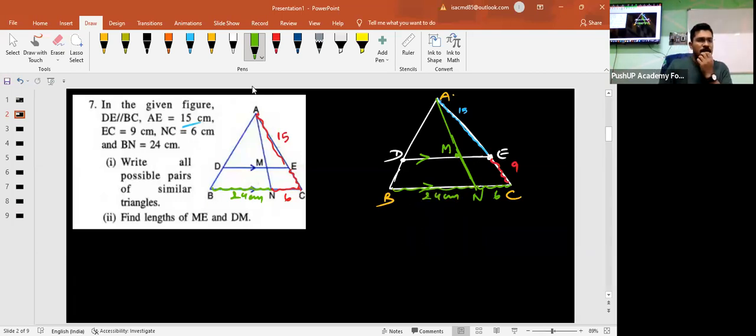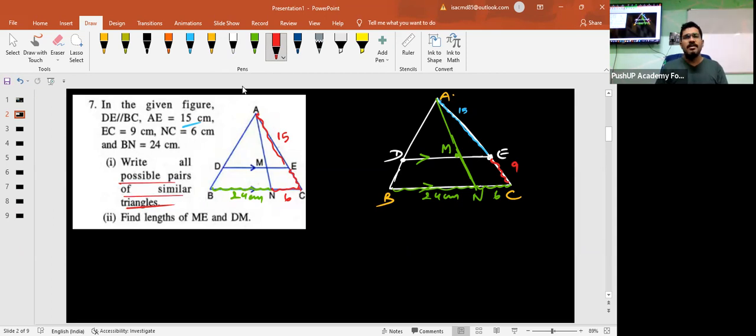Now let's read the question. Write all possible pairs of similar triangles. Very irrelevant question from exam point of view. Nobody will ask you, but still we will practice it. In the exam, don't expect it to come. Write all the possible pairs of similar triangles.